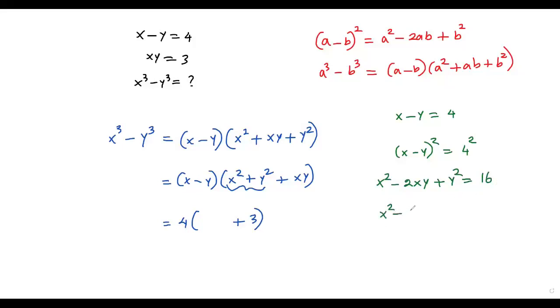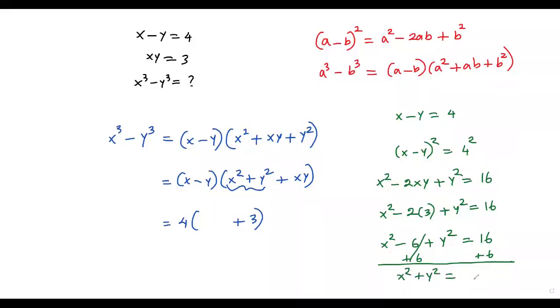We know that the value of xy is 3, so we can plug in 3 for xy. The next step: x square minus 2 times 3, which is 6, plus y square equals 16. Now I'm adding 6 to both sides, so the minus 6 and plus 6 cancel out. I get x square plus y square equals 16 plus 6, which is 22. Now I have the value of the expression x square plus y square, that is 22.